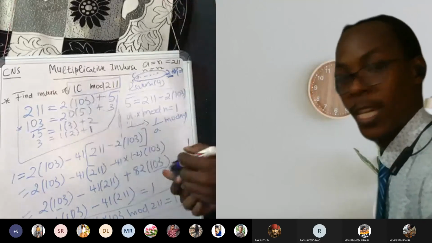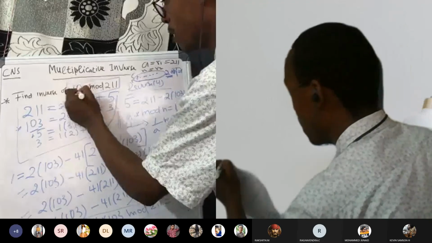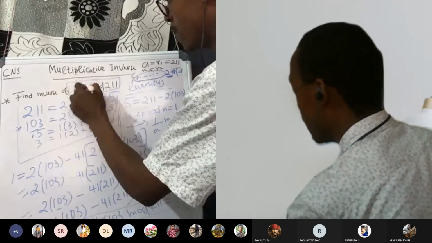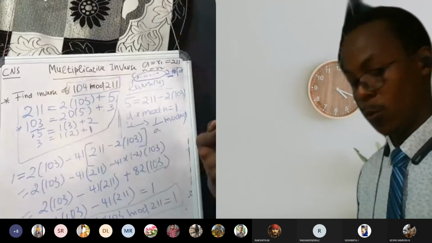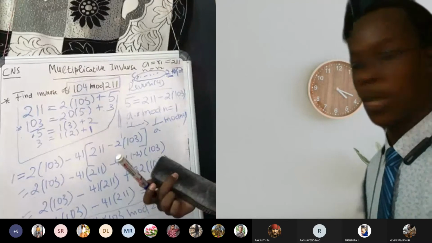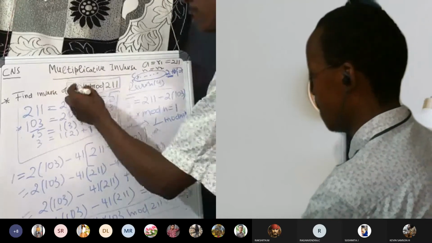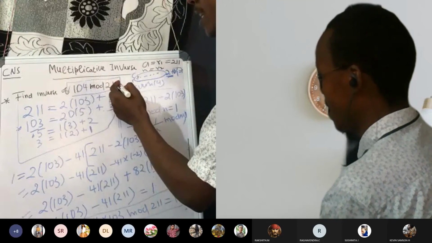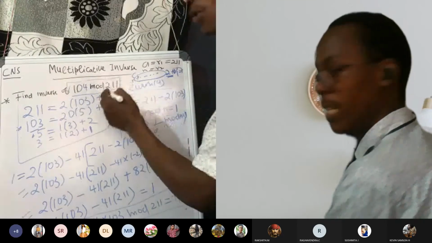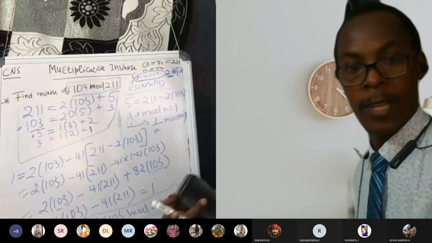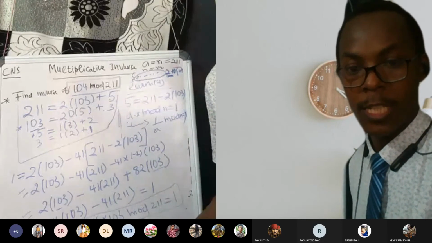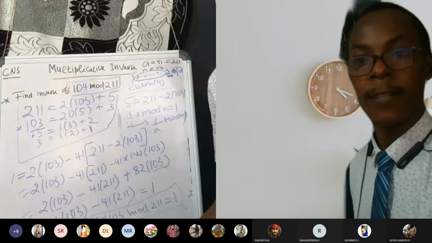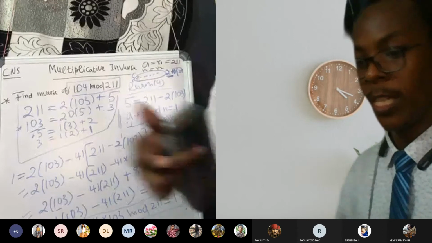But my bye, you know, is very unique. I have to put here an exercise. For those who did not do it, please solve it and send me the attributes. I will count this: 104 mod 211. Find the modular inverse of this. I think this is what I have mentioned in the group. All right, please do it.